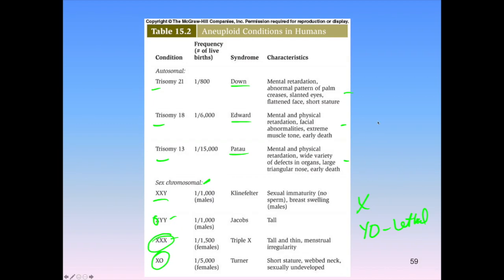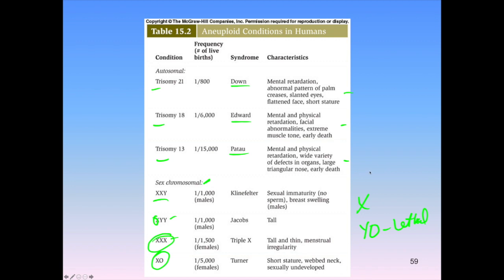So understanding aneuploidy is important in terms of nondisjunction and chromosomal disorders. Hopefully this finishes up this chapter, chapter 15.